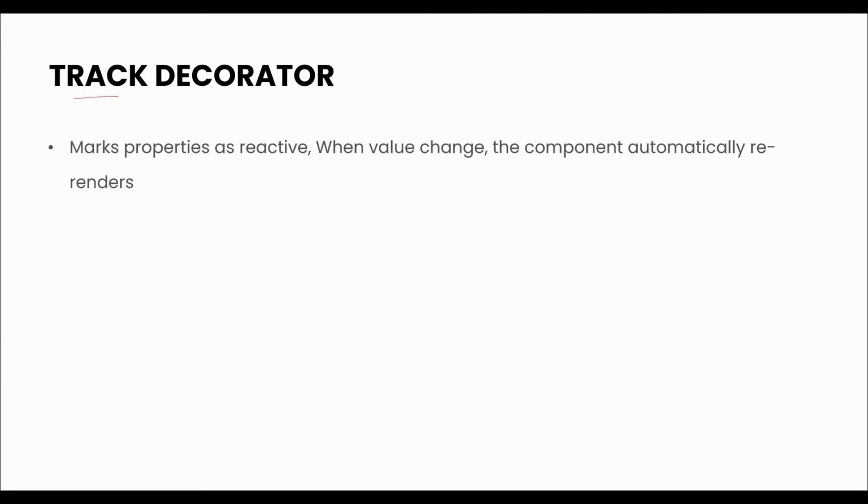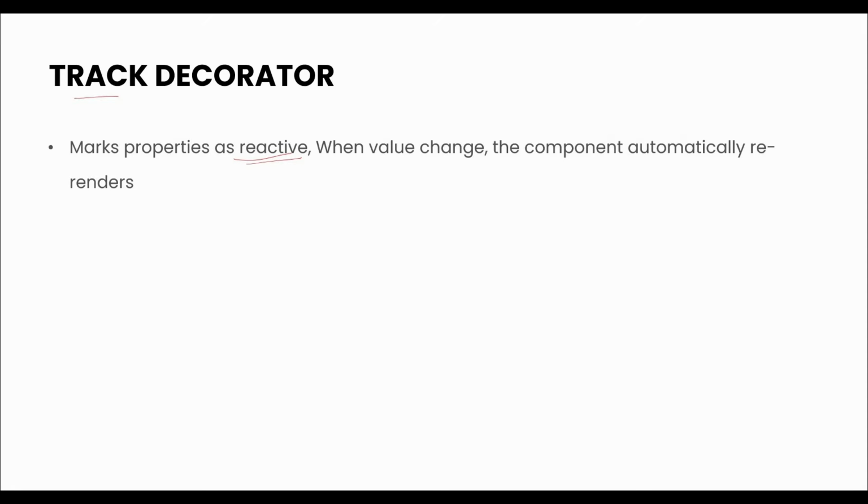Alright? Now, let's discuss the track decorator in detail. So, as I explained, the track decorator marks properties as reactive. What does reactive mean? It means when the value changes in a property, then that updated value should automatically reflect in all the places where we have used this property, like anywhere in getter properties or in the HTML file. So if we use a trackable property in HTML, then that component will automatically re-render in case of a value change to keep the UI up to date. This is called reactive behavior.